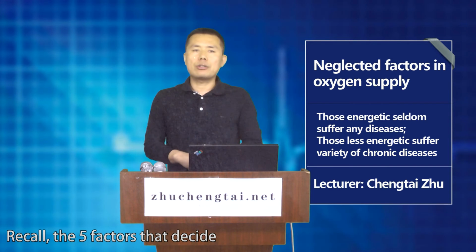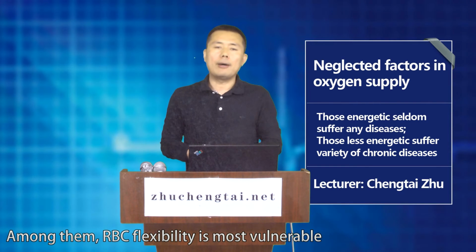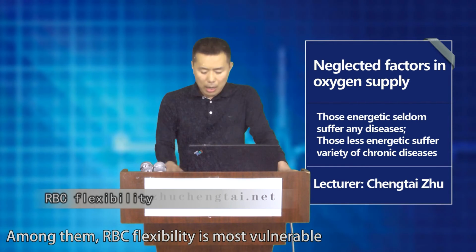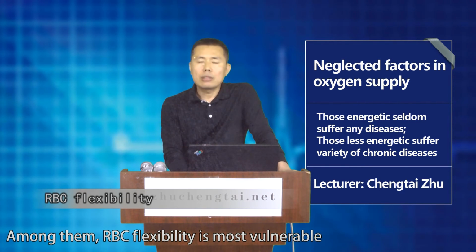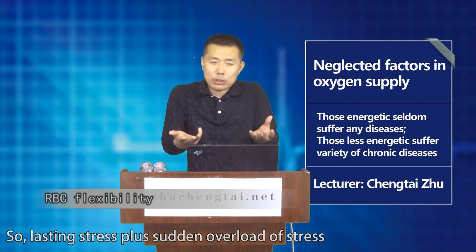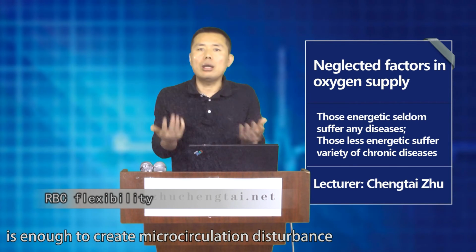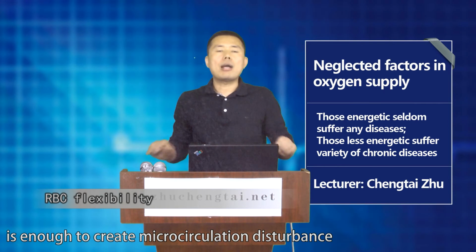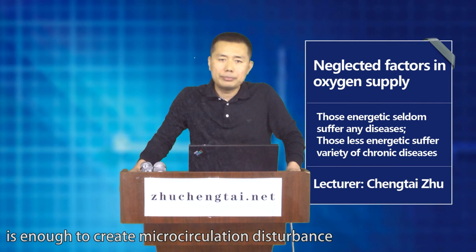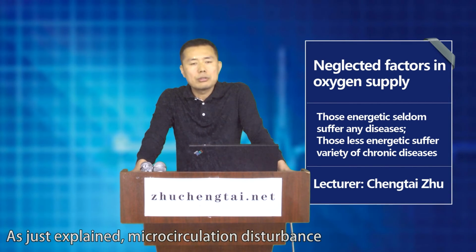Recall the 5 factors that decide the oxygen delivery efficiency of the blood. Among them, RBC flexibility is most vulnerable, which can be impaired by lasting stress. So lasting stress plus sudden overload of stress is enough to create microcirculation disturbance. So, is there any solution to microcirculation disturbance?